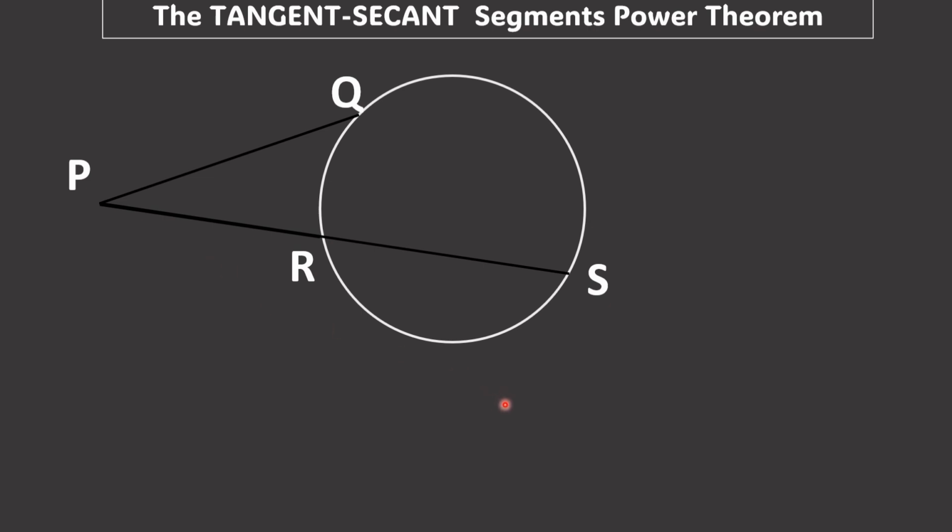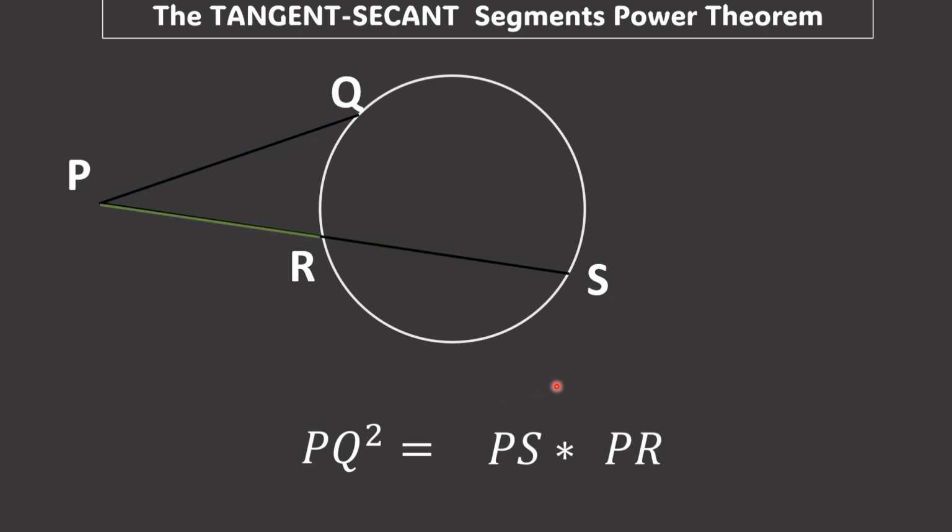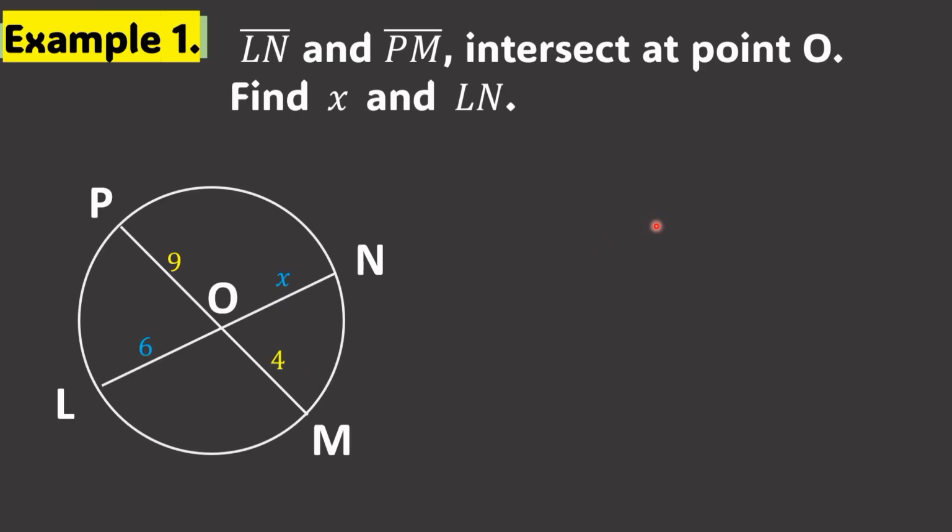In this illustration, PQ squared is equal to PS times PR. Let's have some examples. Number 1. In this illustration, segment LN and segment PM intersect at point O. Find X and the length of LN.